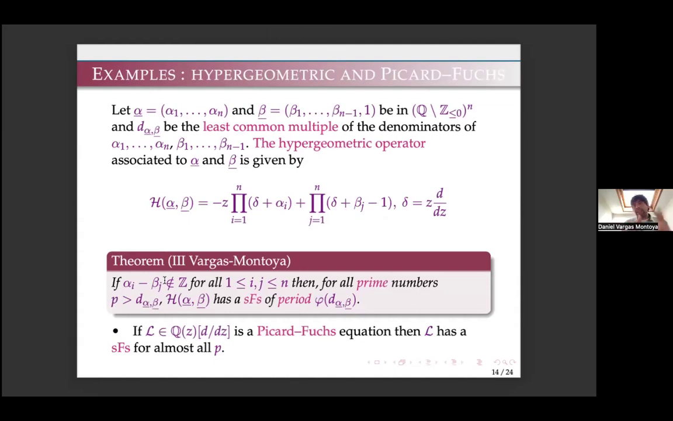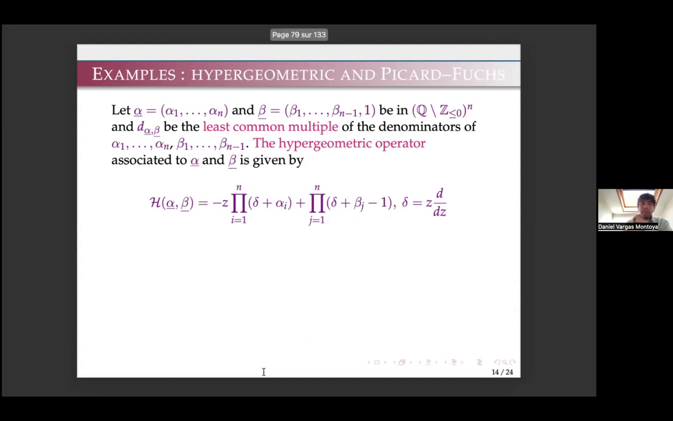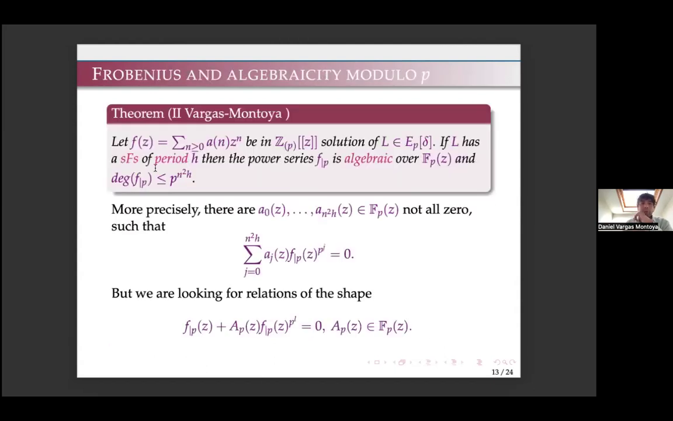Now, if we take a diagonal, it's a result due to Christol that a diagonal is a solution of a Picard-Fuchs equation, and we know that the Picard-Fuchs equation has a strong Frobenius structure for almost all p. So for this reason, we can apply theorem 2 for hypergeometric series and diagonals. Okay, of course, we have to be careful, because we need the condition that f can be reduced modulo p. Okay.